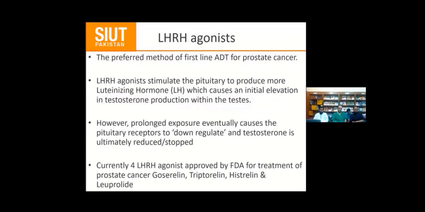Second is luteinizing hormone releasing hormone agonists. They are the preferred method for first-line androgen deprivation therapy in prostate cancer. Why? Because they stimulate the pituitary to produce more luteinizing hormone, which causes an initial elevation in testosterone production within the testis, known as the flare phenomenon. We will discuss it later.